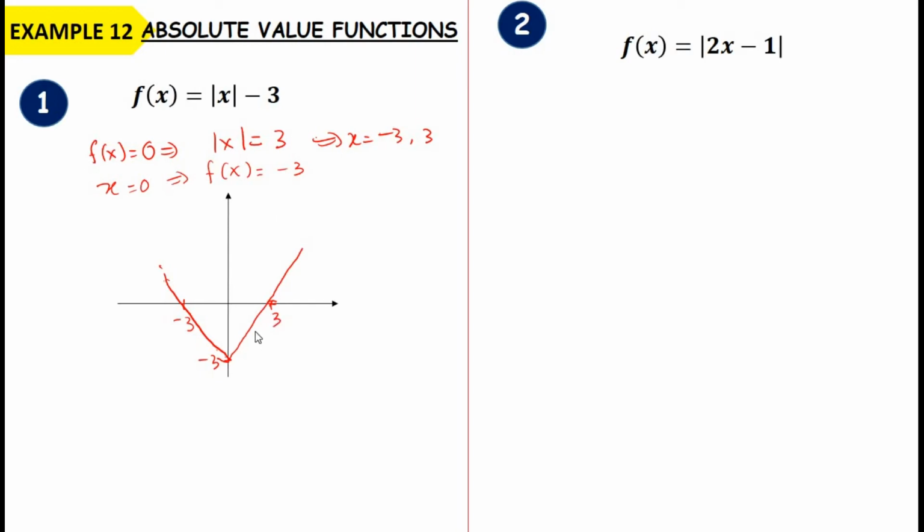From this graph, what can you say about the domain and range? Definitely there is no limit on x, meaning that the domain is all the real numbers. But the range starts from negative 3 upwards. So the range of this function is from negative 3 up to infinity. So we can write: the domain of f is equal to all the real numbers, while the range of f is from negative 3 to infinity. You can have a try on your own for the second absolute value function.